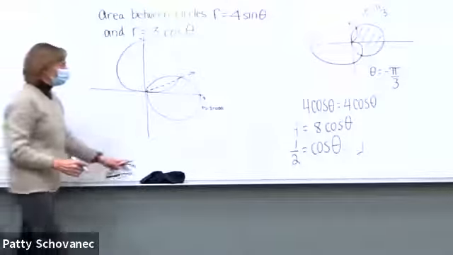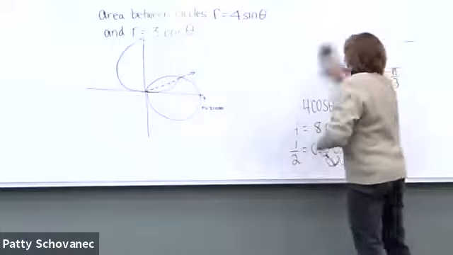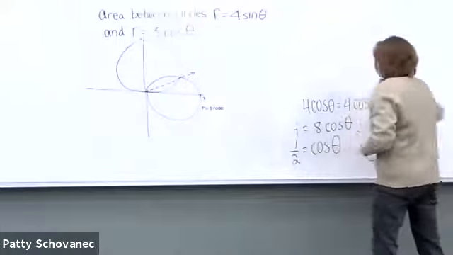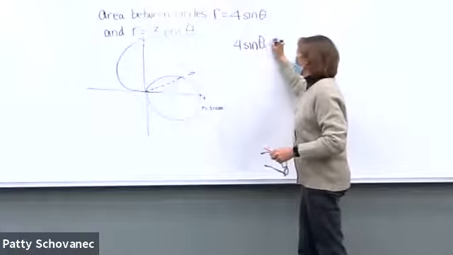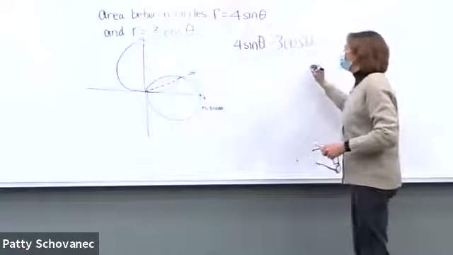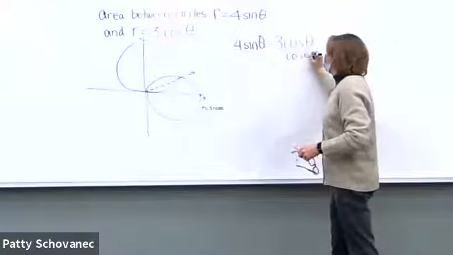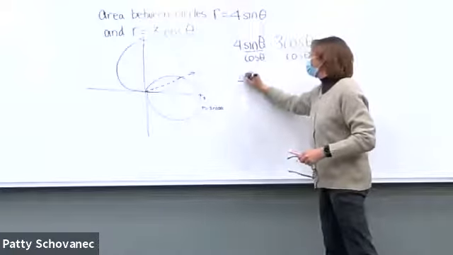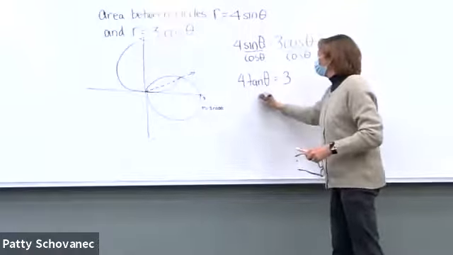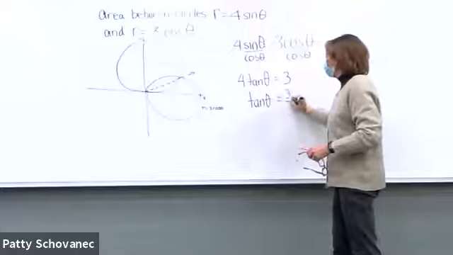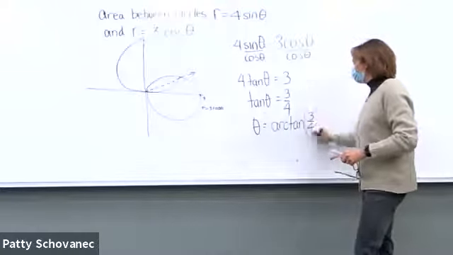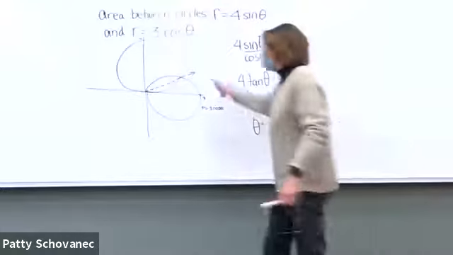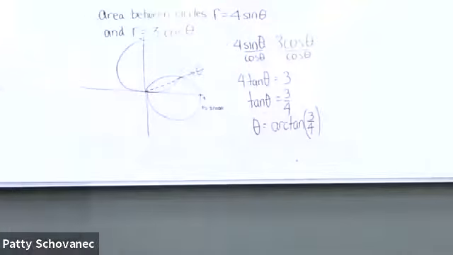So if the two equations are equal to one another, we've got sines and cosines, so we can write that angle as an inverse tangent. Sine over cosine is tangent, so let's divide by cosine. So I have 4 tangent theta is equal to 3. That says the tangent of theta is 3/4. So theta is the inverse tangent of 3/4. That's this angle right here.